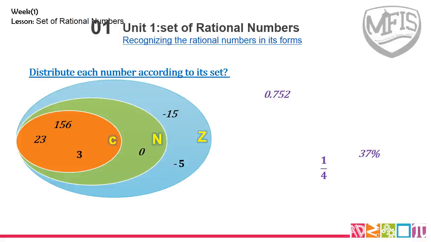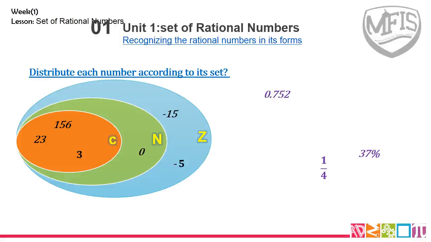0 will go into the natural numbers, because the set of counting numbers doesn't contain this number, the 0. Okay, what about the next one? A quarter. No set from here can contain this number because it's a fraction.